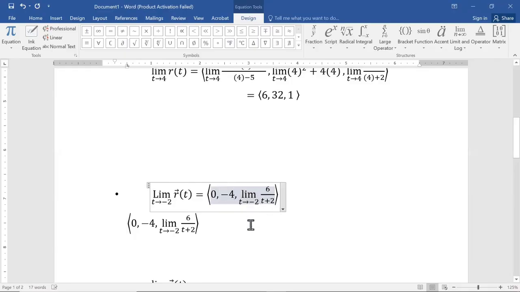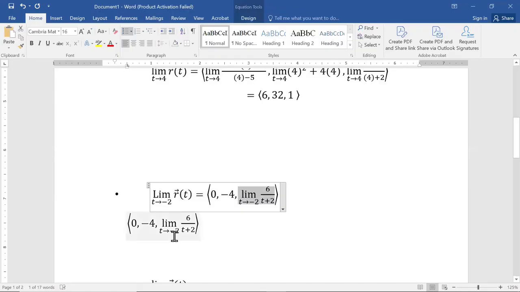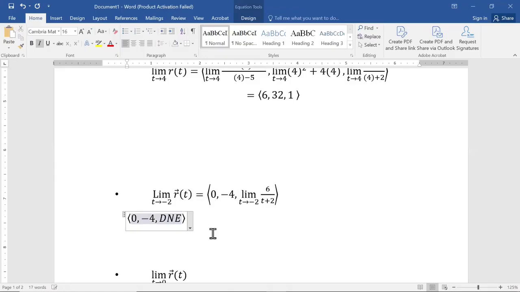And then I have this last piece. The limit as t goes to -2 of 6 over t plus 2. It turns out that as you approach -2 from one side, from the right, you're going to go out to positive infinity. If you approach -2 from the left, you're going to go down to negative infinity. And therefore, this limit here does not exist. One side shoots off to infinity, the other side shoots off to negative infinity. So this limit does not exist.